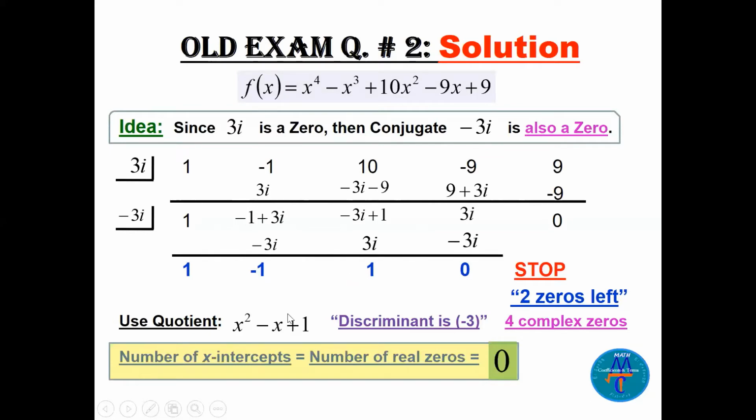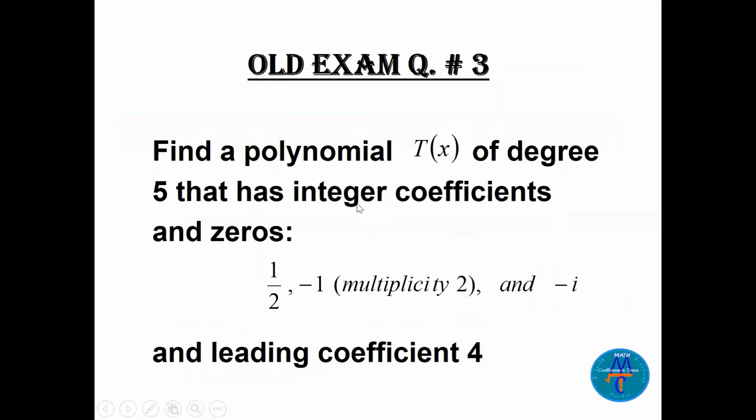So I take the quotient here, x squared minus x plus 1. The discriminant here is minus 3, you know, b squared minus 4ac. The discriminant is minus 3, so we have 4 complex zeros. Unfortunately, now the number of x-intercepts will be the number of real zeros, which is 0. So the graph of this function will not cut the x-axis.